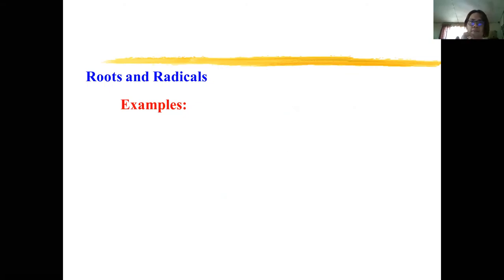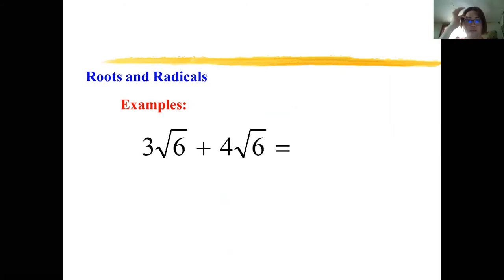So let's have an example so that you will be able to understand what I am trying to say and apply the concepts or steps. Example, 3 square root of 6 plus 4 square root of 6. What's the first step? Simplify. Can you simplify the radicals? Square root of 6, you don't need to simplify them. The next step is you have to consider if they are like radicals. Are they like radicals? What are the two conditions for like radicals?